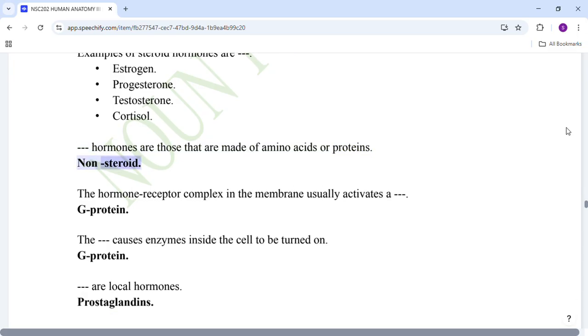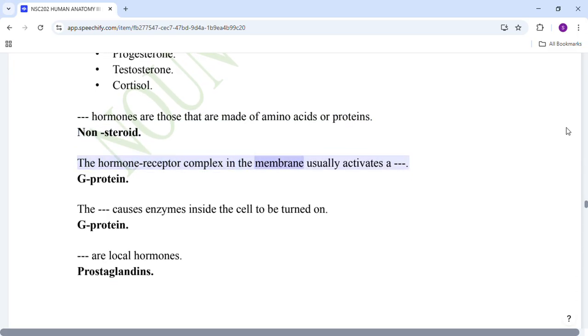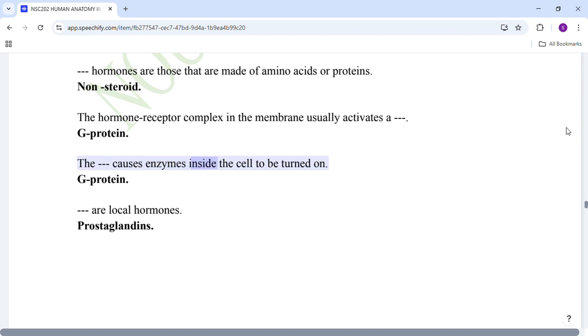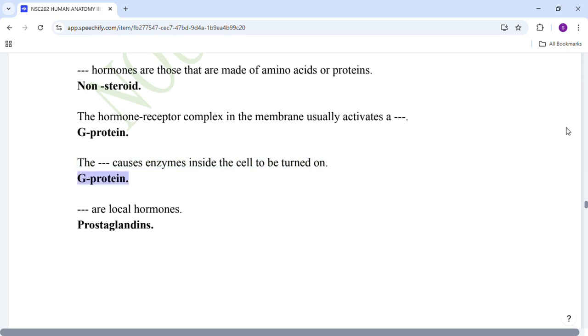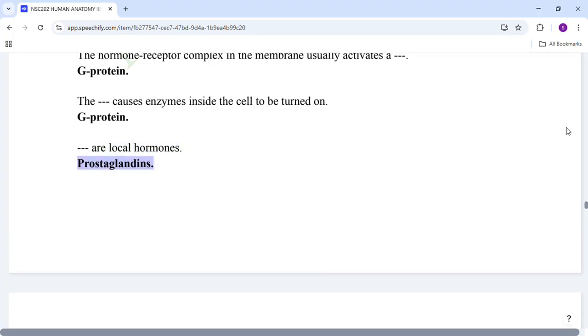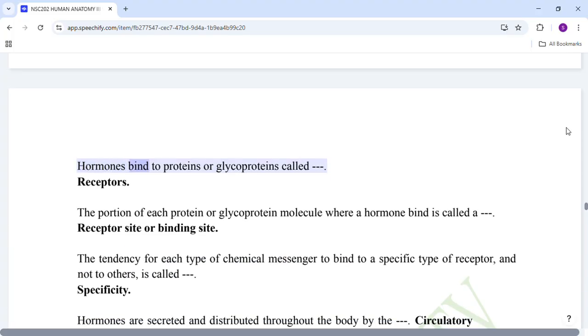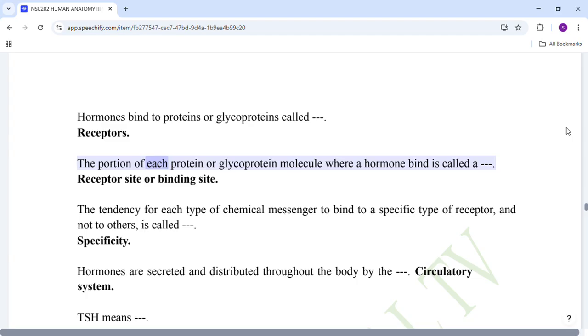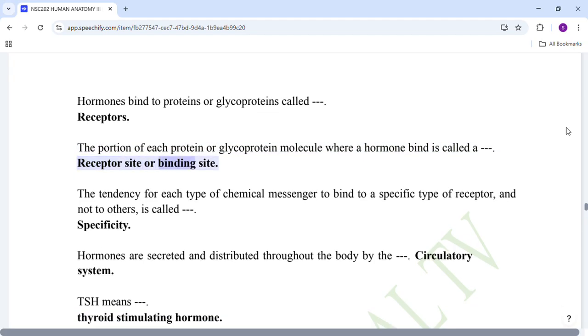Non-steroid hormones are those that are made of amino acids or proteins. The hormone receptor complex in the membrane usually activates a G protein. The G protein causes enzymes inside the cell to be turned on. Prostaglandins are local hormones. Hormones bind to proteins or glycoproteins called receptors. The portion of each protein or glycoprotein molecule where a hormone binds is called a receptor site or binding site.